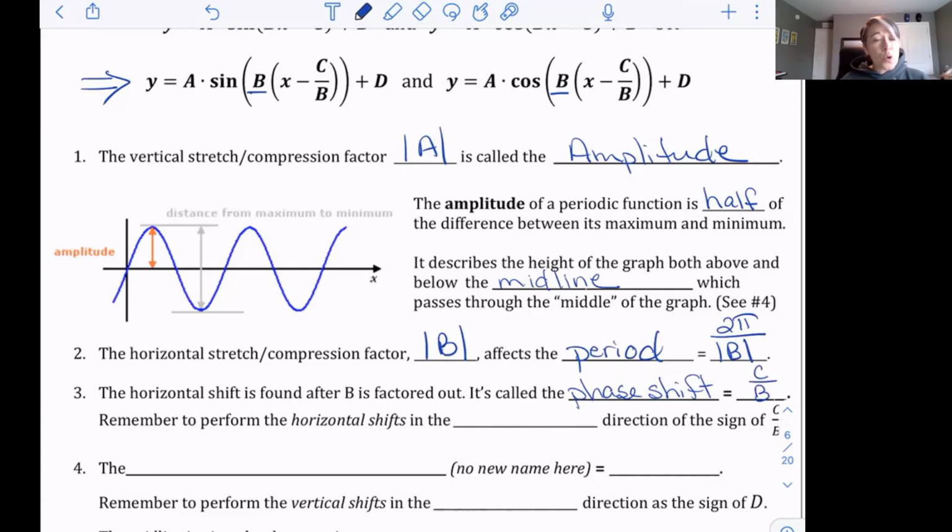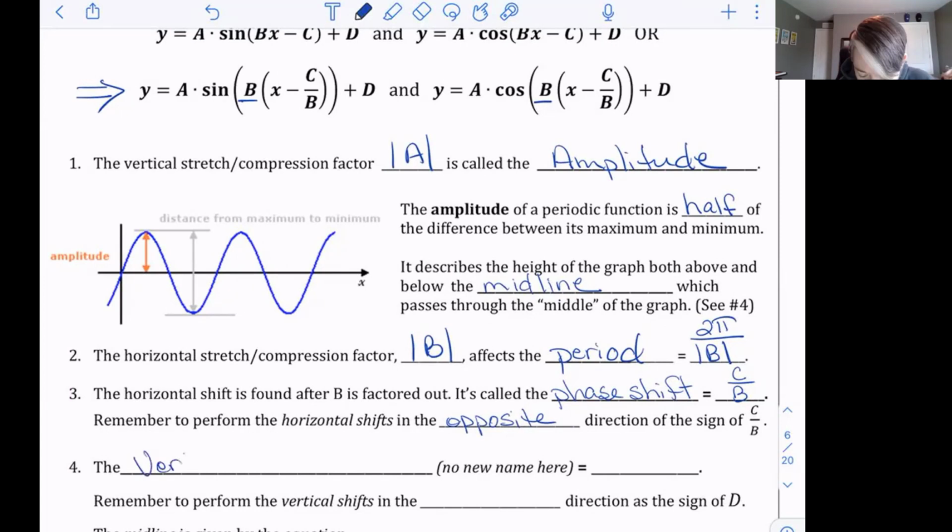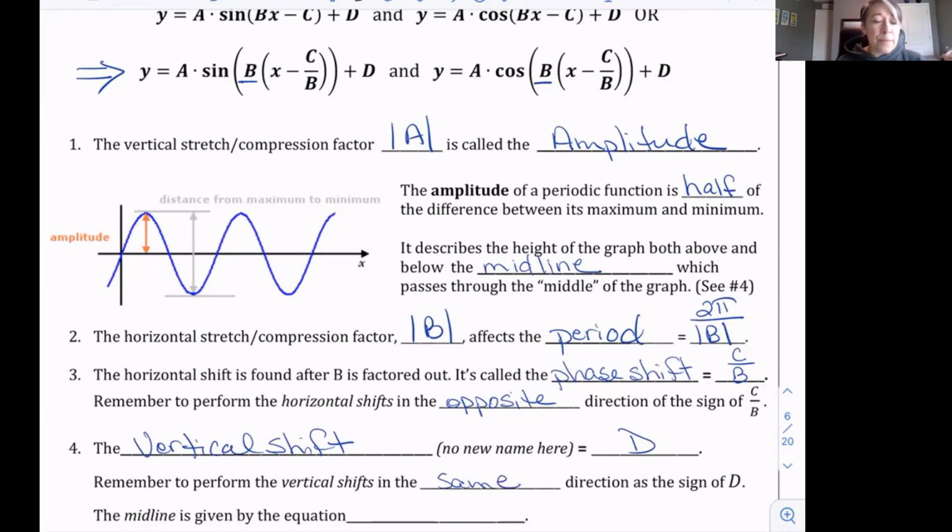And remember, those horizontal shifts left and right still work in the opposite direction of the sign of c over b. We also have the vertical shift. No new name there, it's still a vertical shift, and that's our D. And that vertical shift still moves in the same direction as the sign of D. The midline is given as the equation y equals D. In other words, your midline is always your x-axis until it gets shifted up and down, and then that midline shifts as well. Just like our asymptotes would move left and right, that midline moves up and down.